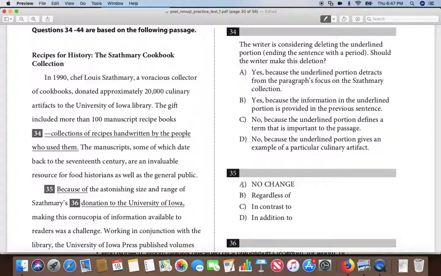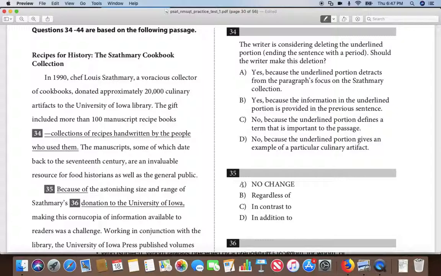What is your instinct there, Blaze? Should the writer make this deletion? Yes or no? What definitely makes the transition between the manuscripts and the next sentence a little bit smoother? Having it or deleting it? Deleting it. So I would say yes, he should delete it.